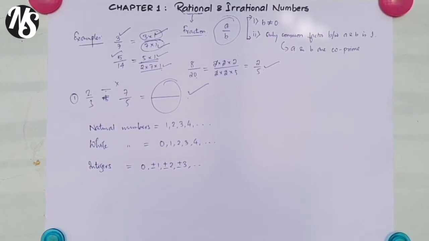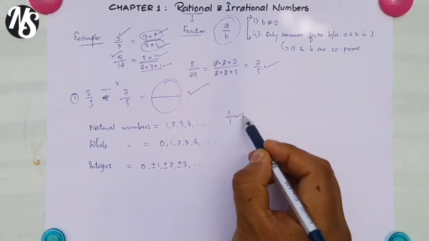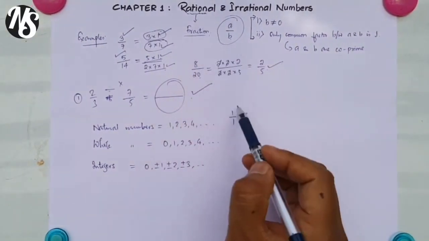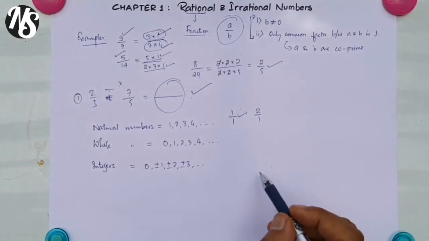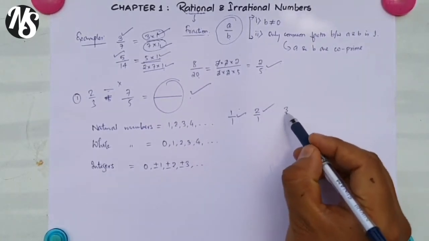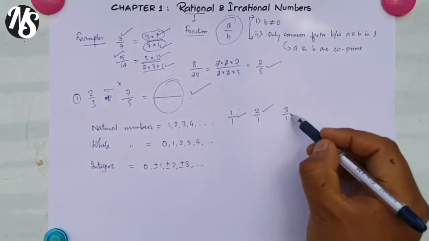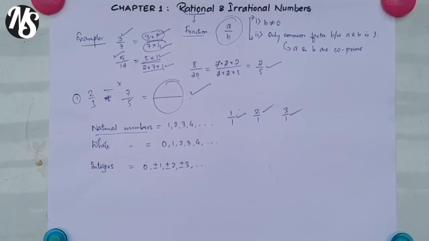Yes. You know why? Because you can write this 1 as 1 by 1, isn't it? Now 1 by 1, is it a rational number? Yes. Now 2 can be written as 2 by 1 again. So 2 by 1 is also a rational number. 3 by 1, that is 3, is also a rational number. So that means all the natural numbers are rational numbers.